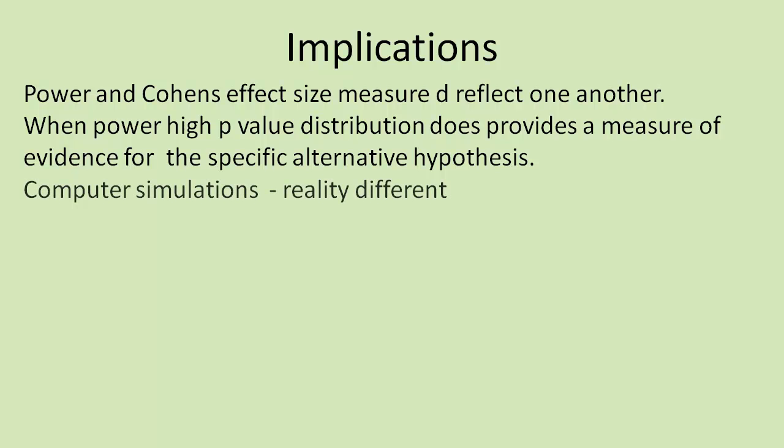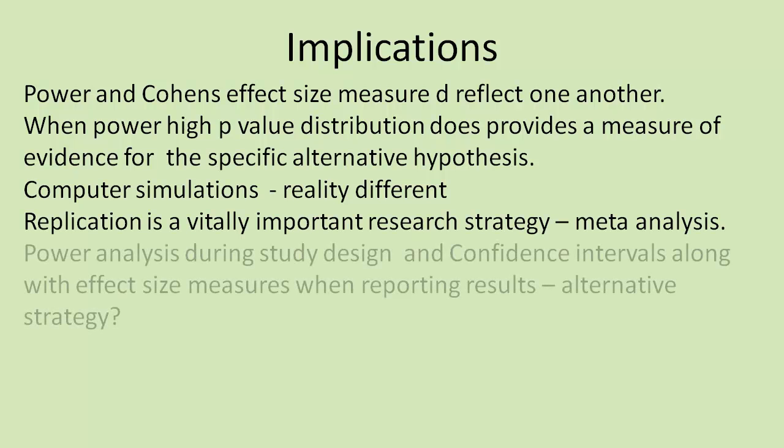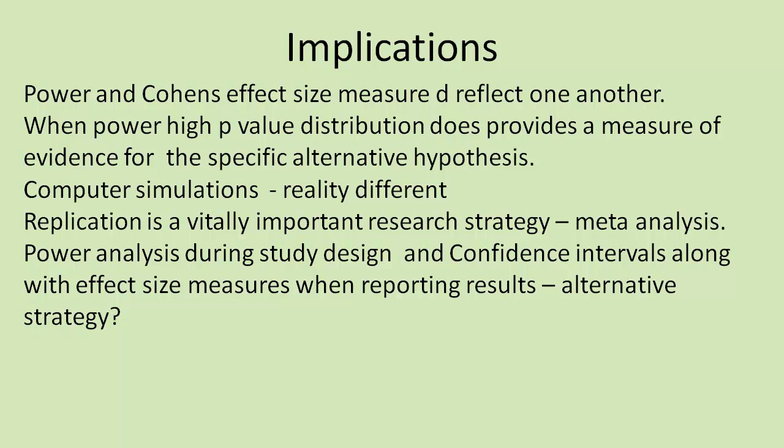All the above information is based on computer simulations where we know the nature of the population from which the samples came. In reality, we rarely know that. That is the reason we are doing the experiment. Another difference is that computer simulations allow us to repeat these virtual experiments many thousands of times, but in reality we often rely on a single experiment. Replication is a vitally important research strategy along with the statistical analysis and meta-analysis.